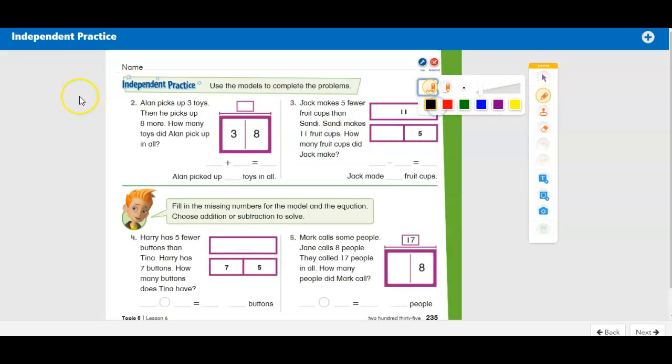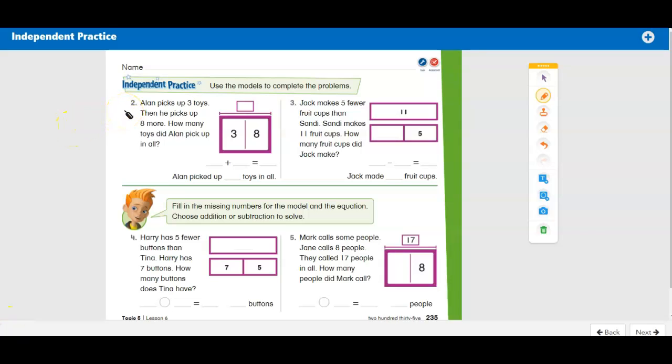Now let's look at our independent practice on page 235. Our independent practice instructions tell us to use the models to complete the problems. Now, since these are word problems, I'm going to be reading them off for you, but then you will need to click pause on the video so that you have time to be working on them.